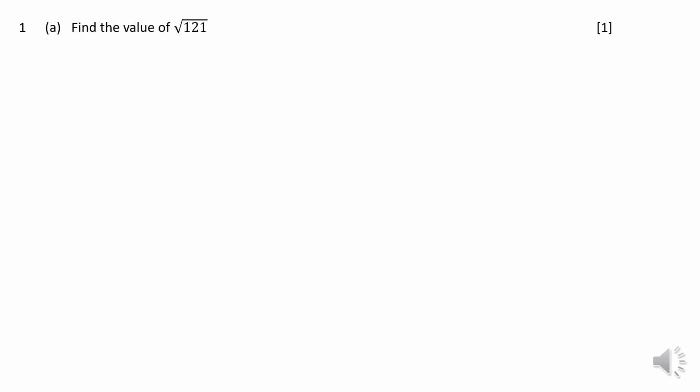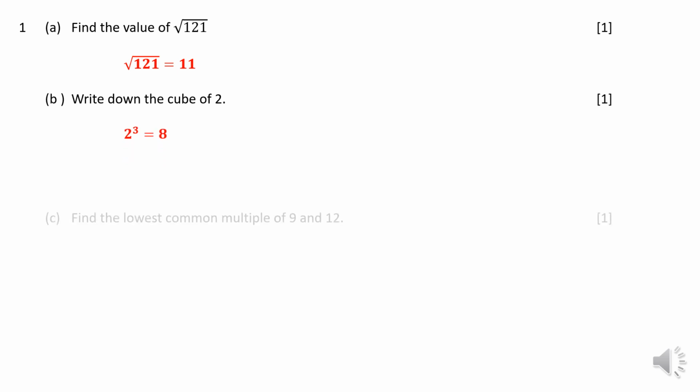So the first question on that paper is you're supposed to find the square root of 121. Now this is very easy. You just punch it in your calculator, and I hope you don't use the cube root. The answer there should be 11. And now they're saying write down the cube of 2. That means 2 times 2 times 2, which is equal to 8.